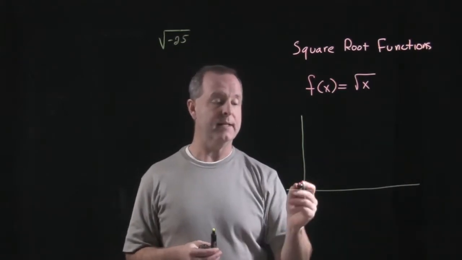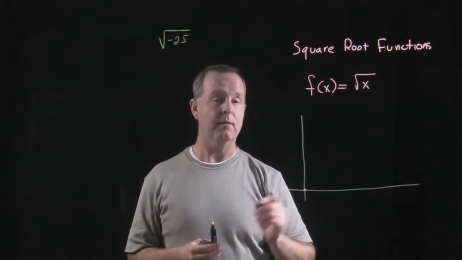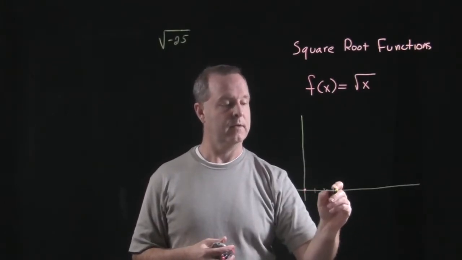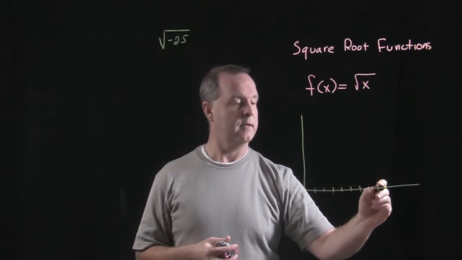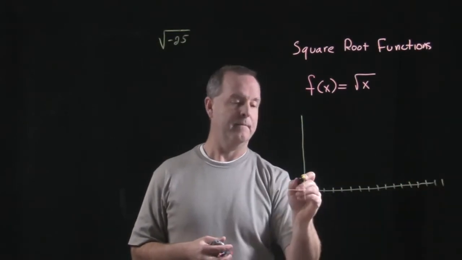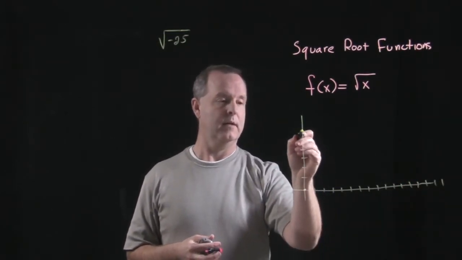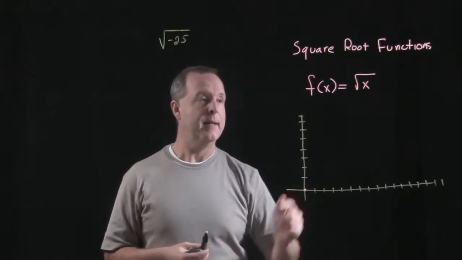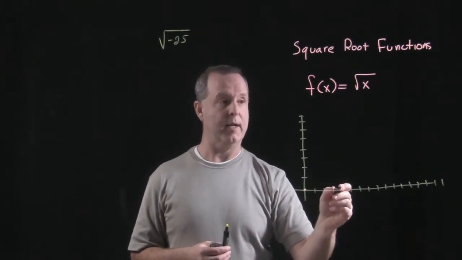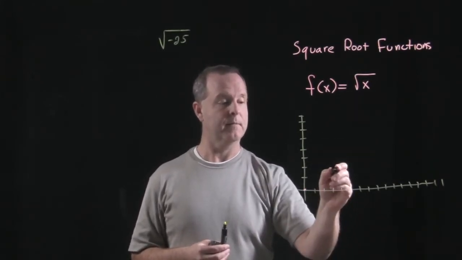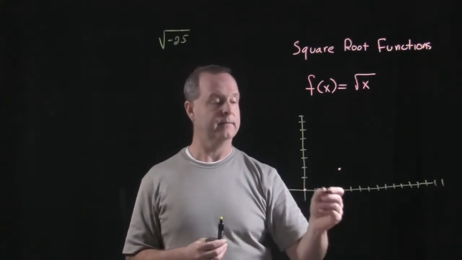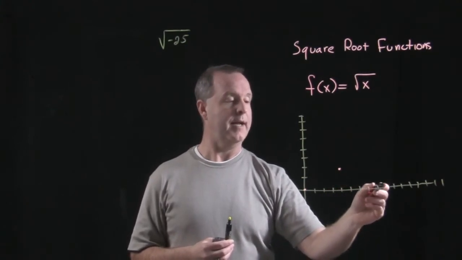Some values I'm going to place in there. I know that there's a point 0 and 0. If x were, let's put some marks on it. One, two, three, four. All right, some marks right there. If x were 0, my value would be 0. If x were 4, that's the next one I know for sure. The square root of 4 is 2. If x were 9, I know the square root is 3.